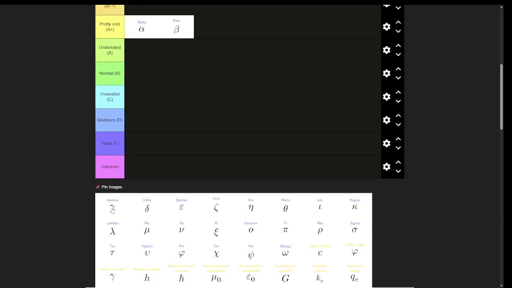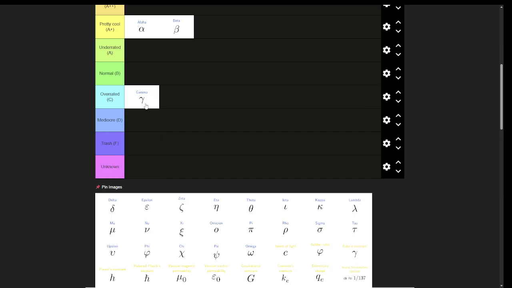Now, gamma, I'm sorry, gamma, but it sounds cool, but it just is such an ugly letter to write. And it's used way less than alpha and beta, and people kind of forget about it. I feel like more people know delta than gamma, and it's just kind of overrated. I'm sorry, guys. I'm putting it in C tier.